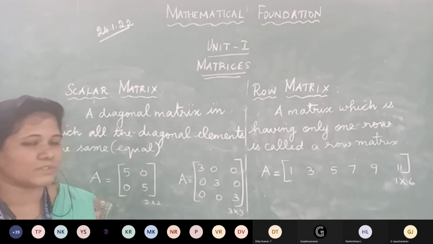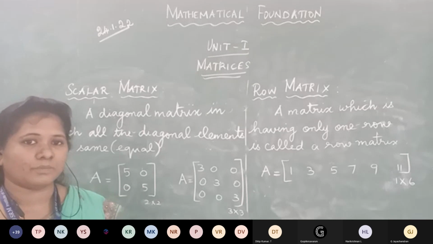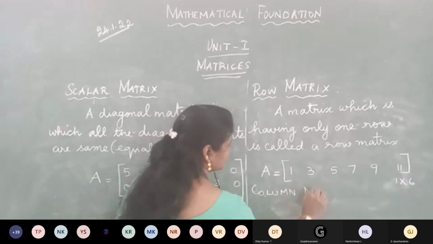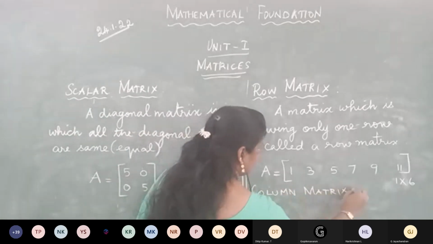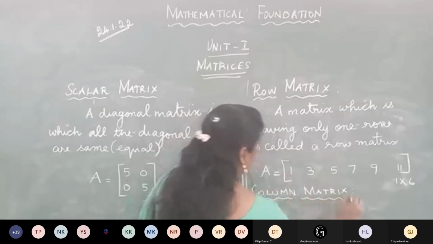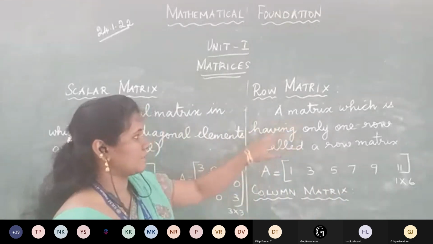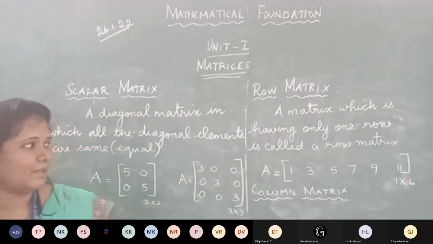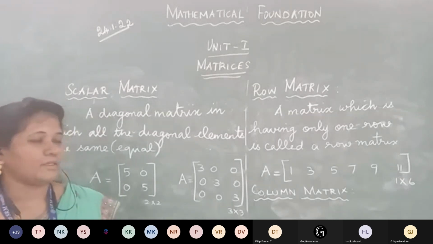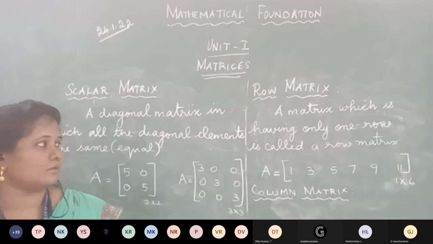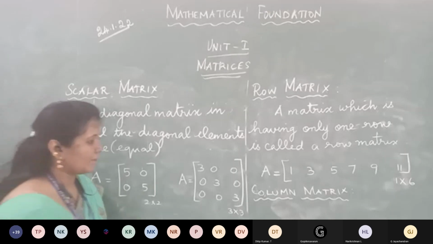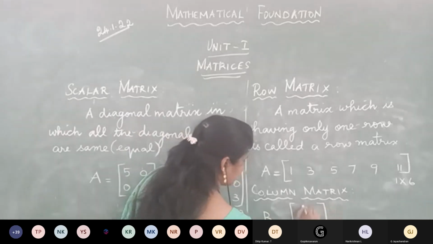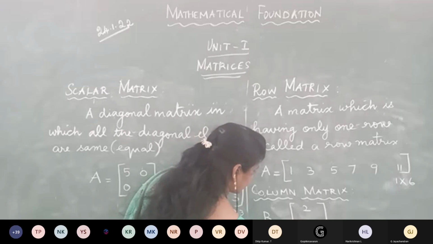In column matrix, a matrix which is having only one column is called your column matrix. Write your next, your column matrix. You write the definition, the same thing. A matrix which is having only one column is called a column matrix. Right? And I will give you an example for this. I will take it as B. So here I take it as 2, 4, 6, 8.